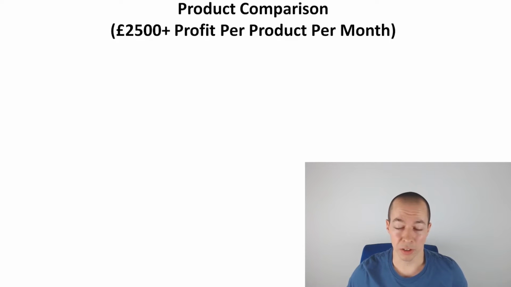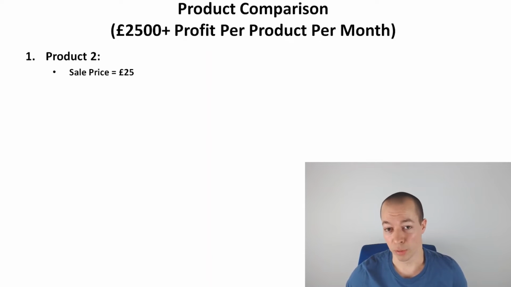Both of these products are making around £2,500 per month profit, but they do it in a very different way. So let's start with my second product. This has been live a couple of months. It's performing really well. It actually exceeded my expectations for this product, but I'll break down the figures.